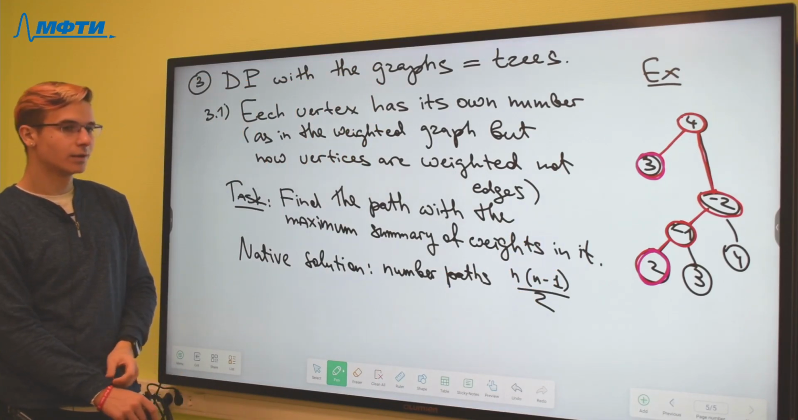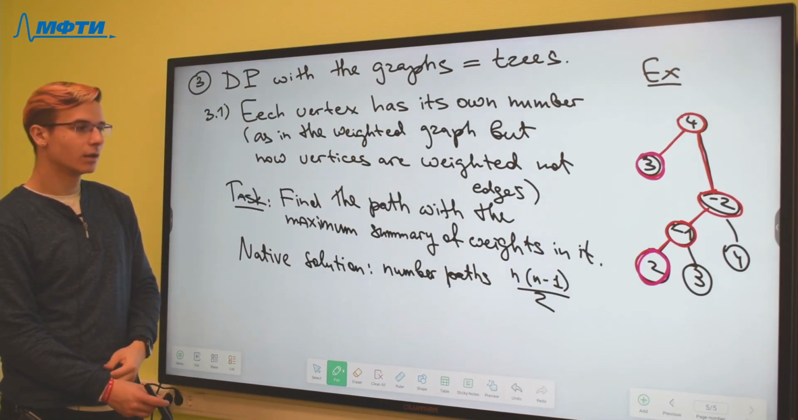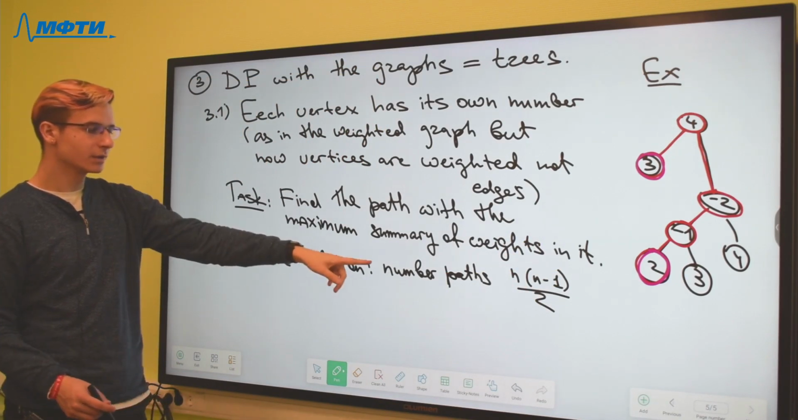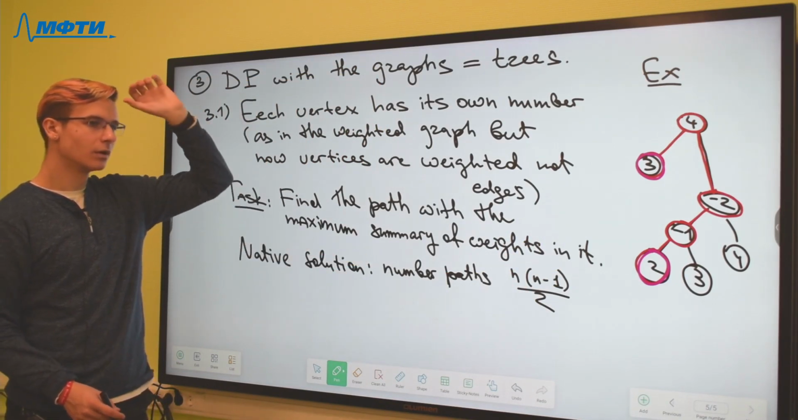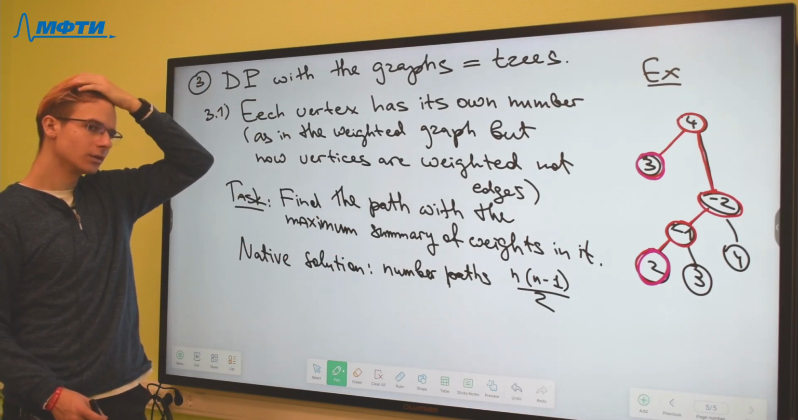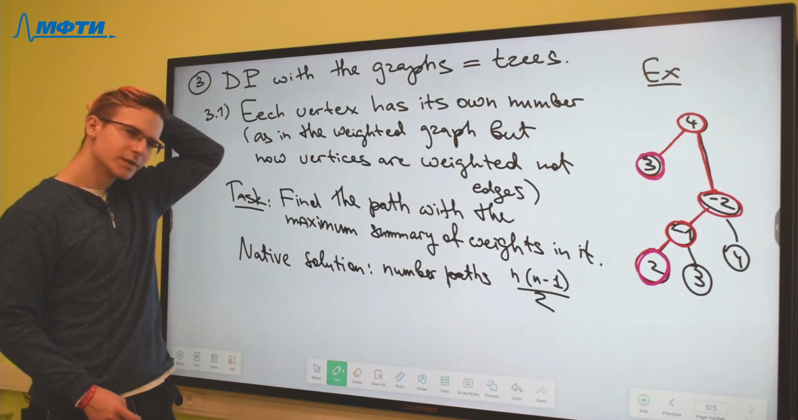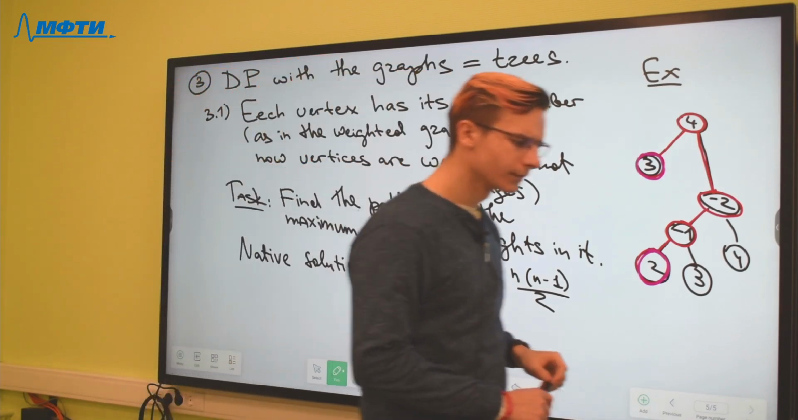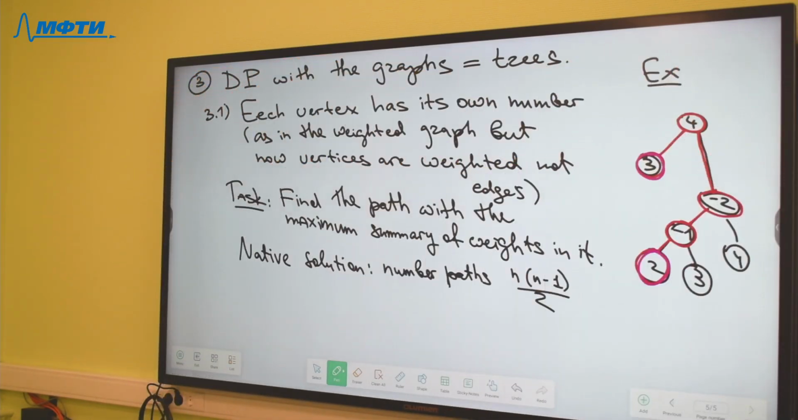Sorry, once again, I didn't understand. Do you understand the reason that it's n times n minus 1 over 2? Please explain the reason of that formula. I didn't understand why the number of paths is n times n minus 1 over 2.